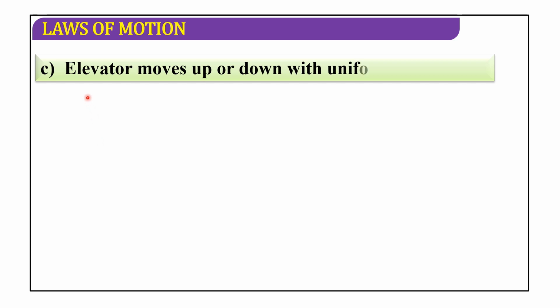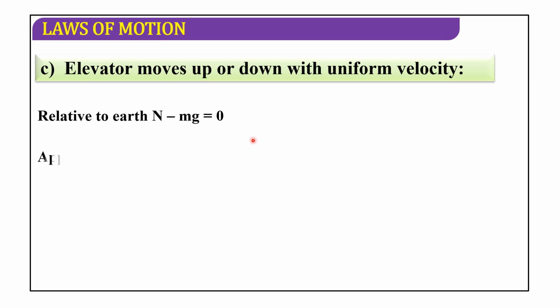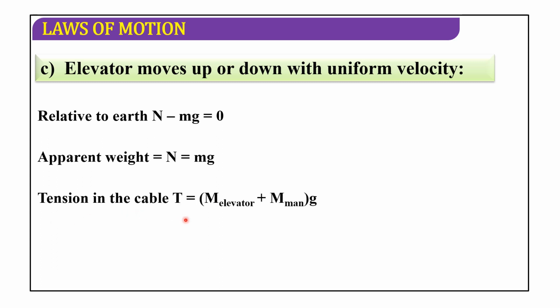Now the third case, the elevator moves up or down with uniform velocity. So relative to the earth, N minus mg is equal to 0. Apparent weight N is equal to mg. So the tension in the cable T is equal to m plus m into g.